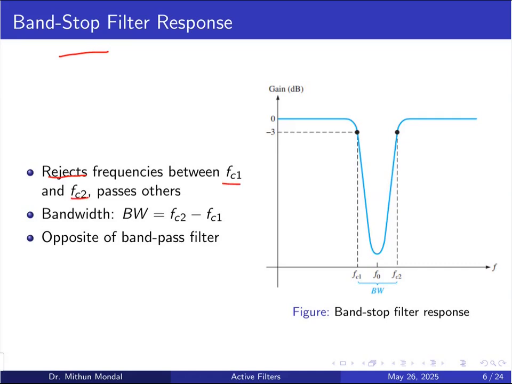When we discuss the band stop filter, it is basically rejecting the frequencies between Fc1 and Fc2, that is the lower critical frequency and the higher critical frequency. So it will be rejecting those and passing the other frequencies. The bandwidth will be Fc2 minus Fc1, and it is just the opposite of the band pass filter. So band pass filter and band stop filter are just the opposite of each other.